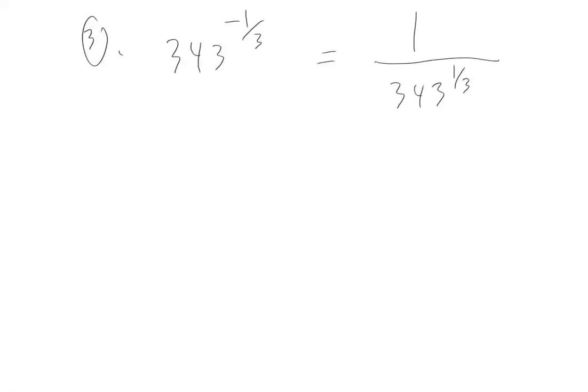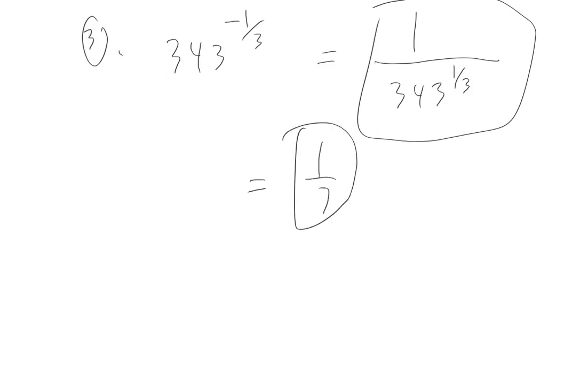Now, we need to simplify that. So this is the first part of the answer. Then we actually have to do it. So the 1/3 power means that you take the cube root. And the cube root of 343 is 7. So this equals 1 over 7. Now let's try problem 4.